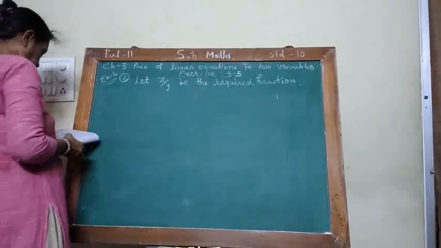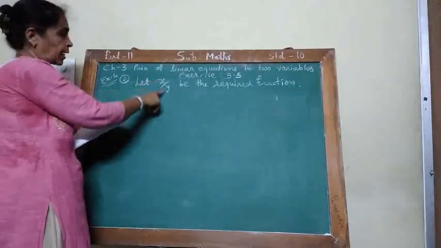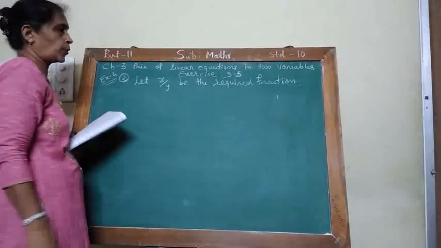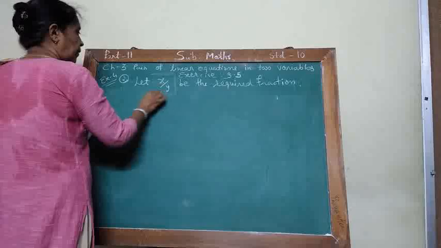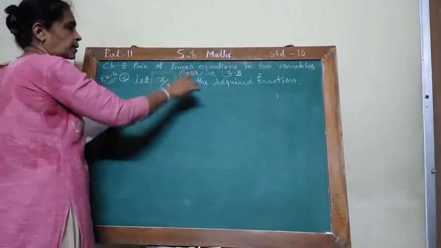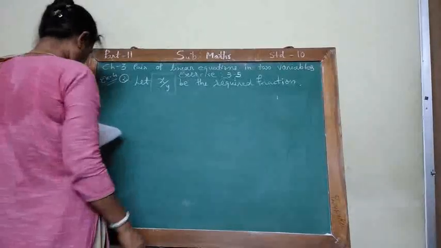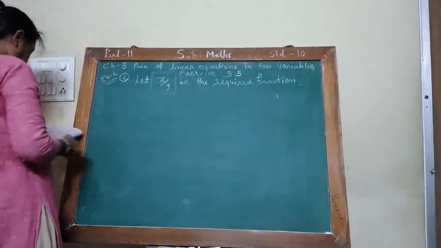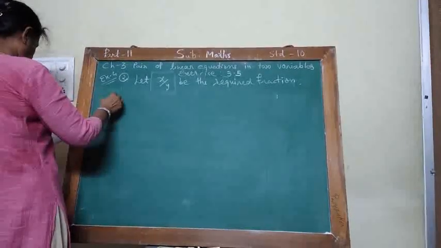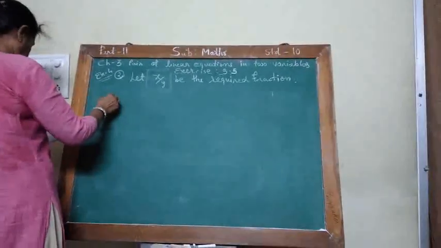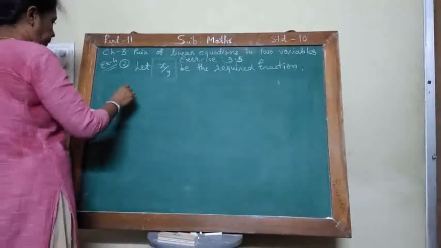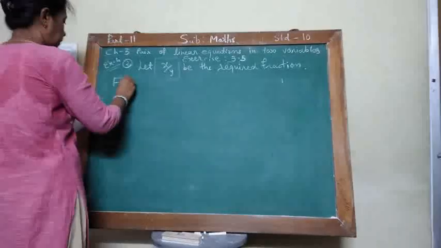Required fraction. So x is called numerator and y is called denominator. So this way you have to assume. Your answer will be when you find the value of x and y, you put it like this, then it becomes the fraction. Okay. So the given information says that a fraction becomes 1 upon 3 when 1 is subtracted from the numerator. So this information you have to write like this.